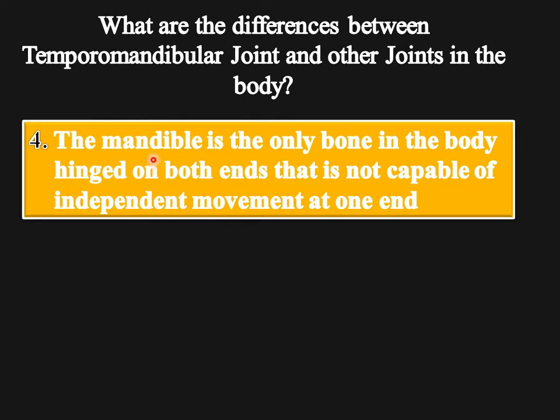Another difference is that the mandible is the only bone in the body hinged on both ends that is not capable of independent movement at one end. This means that the two heads of the mandible, when they move, move together, and there is no ability to move only one head of the condyle while the other head stays in a static relation.